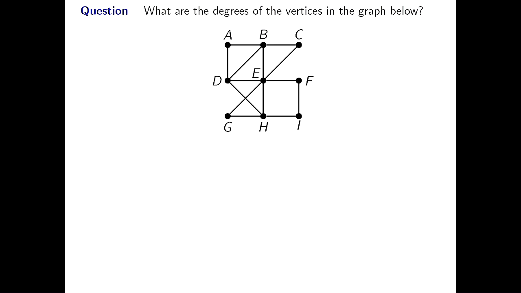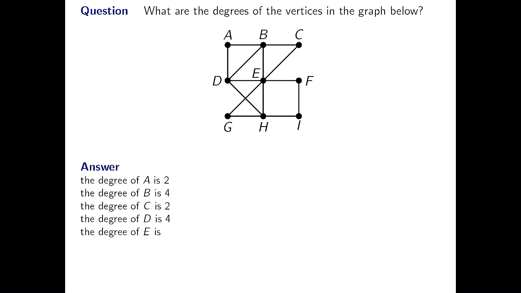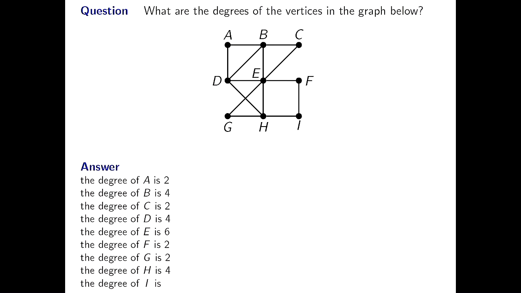Okay, so as a bit of practice, what are the degrees of the vertices in this graph? So degree of A is 2, B 4, C 2, D 4, E 6, F 4, G 2, H 4, I 2. Good stuff. Okay, so easy enough. Just the number of edges that stick out of a vertex.